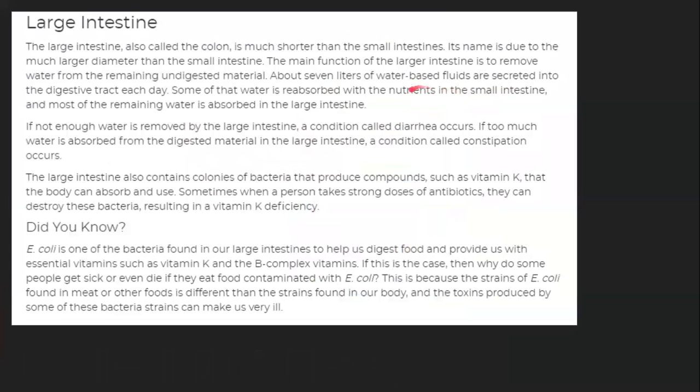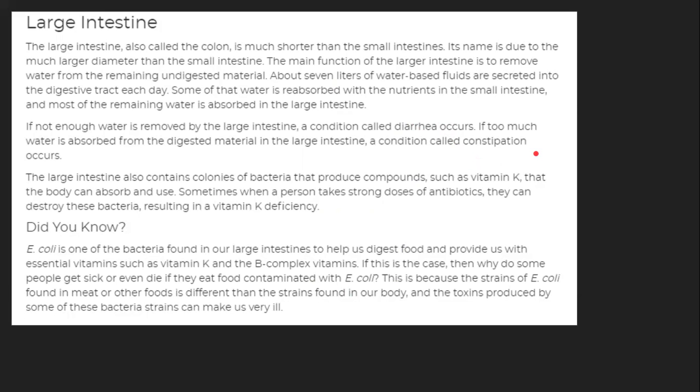And let's suppose you don't absorb enough of the water, right? Let's suppose the water is not absorbed for whatever reason. Maybe there's some kind of bacteria or disease that's causing water not to be absorbed. Then that's called diarrhea, right? And let's say too much is absorbed and it's too dry, and the person has a problem going to the bathroom. That's called constipation, right?